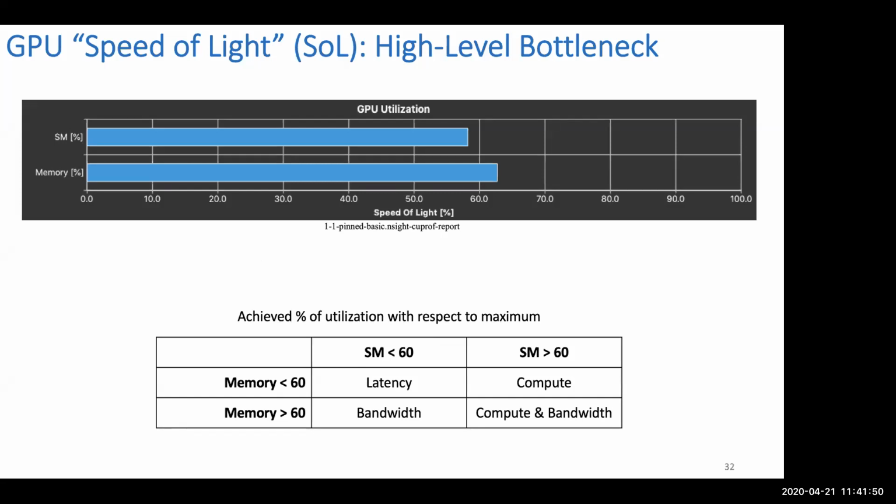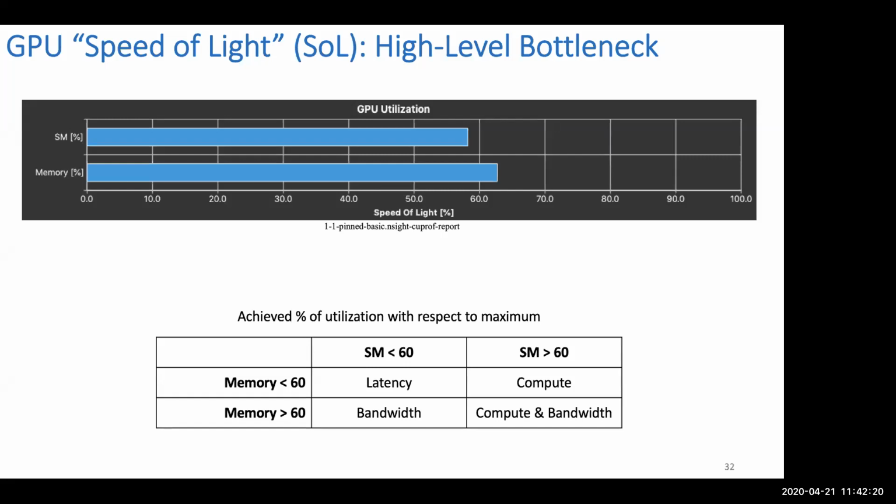If your memory throughput is good, but your SM utilization is bad, you're probably memory bandwidth bound. If the opposite is true, you're probably compute bound. And if both of them are high, you're compute and bandwidth bound. Typically what you want to do there is adjust your algorithm or implementation to make better use of the available memory bandwidth, or to reduce your use of memory and compute in some way.